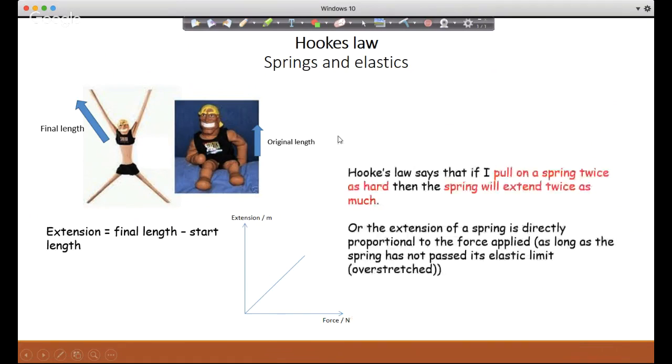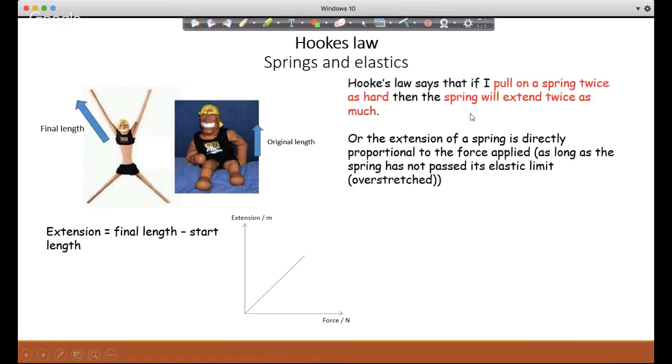Okay, so Hooke's law says if I pull on a spring twice as hard, the spring will extend twice as much. The same happens if I pull on it 3 times as hard, it's going to extend 3 times as much. Another way of saying that is that the force is directly proportional to the extension. The equation for Hooke's law is force equals spring constant times the extension. When we see a graph of this, you're going to see a straight line. That's how we know it's directly proportional. And most importantly, it also goes through the origin.